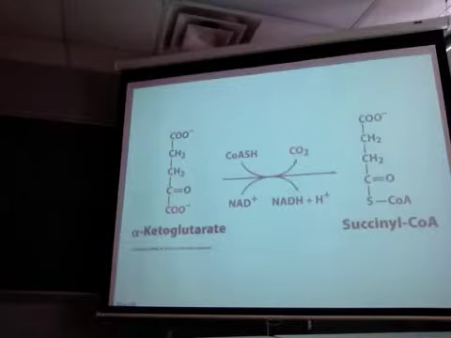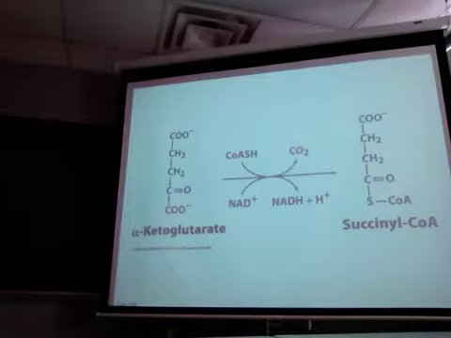Alpha-ketoglutarate dehydrogenase. Has anybody read ahead? What's the problem if, from what we just talked about, we look at alpha-ketoglutarate dehydrogenase? What looks funny about that? What do we say that NAD is good at oxidizing? Hydroxyl groups on carbons that have a hydrogen. Do we have a hydroxyl group on a carbon here? No. So something funky is going on here.